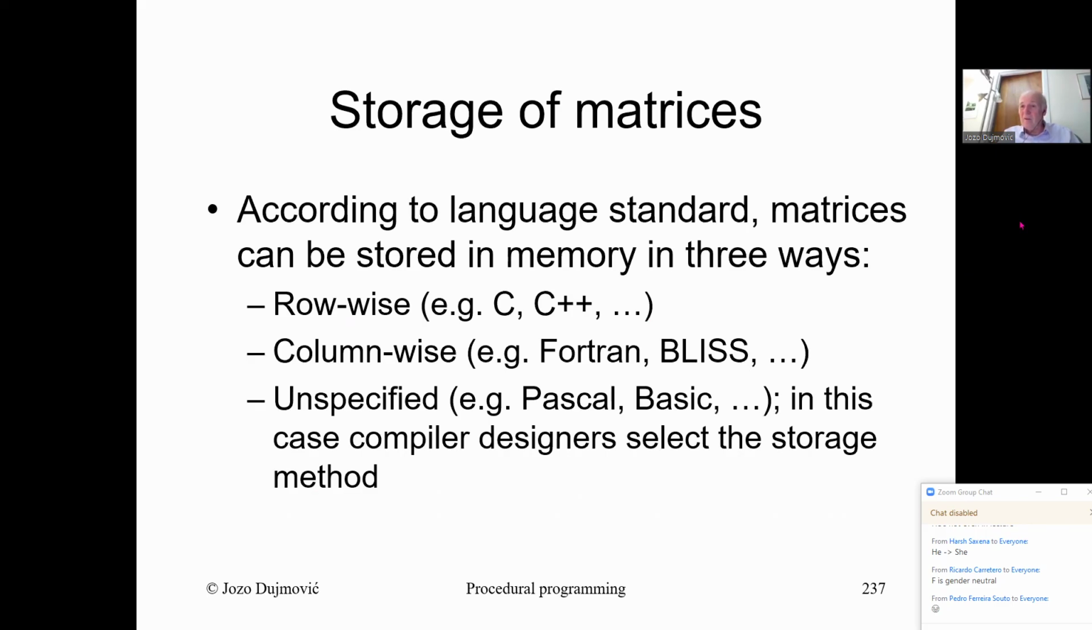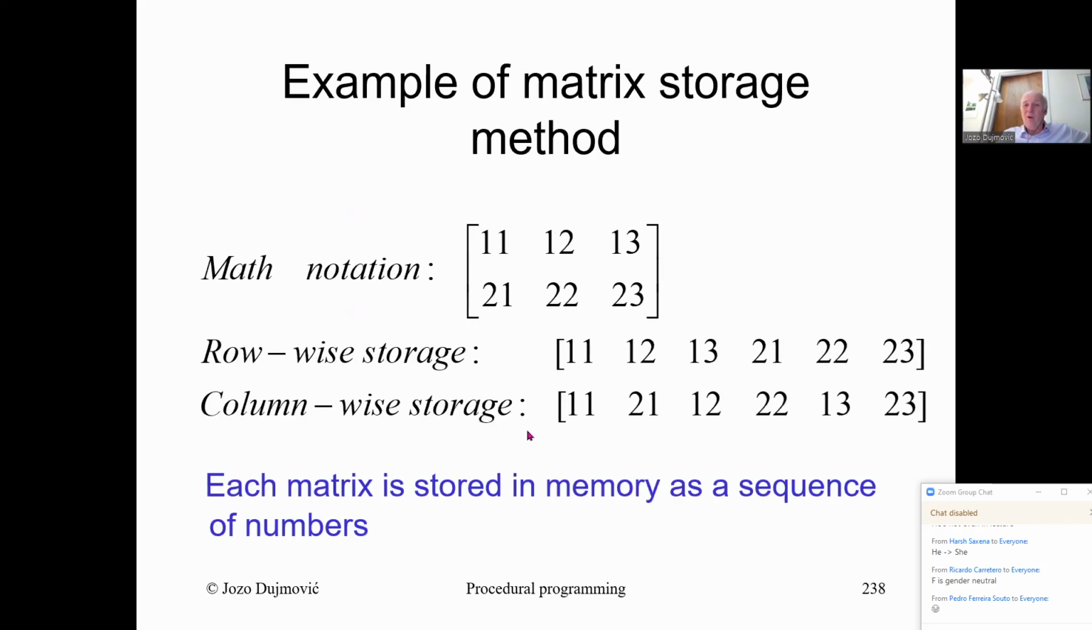So what we have here is an unspecified way, which is the case in Pascal or BASIC. You have no way of knowing how this is done. In this case, compiler designers select the storage method. So it is not row-wise, it is not column-wise, therefore it is unspecified. Now, what can happen if we have differences between row-wise and column-wise?